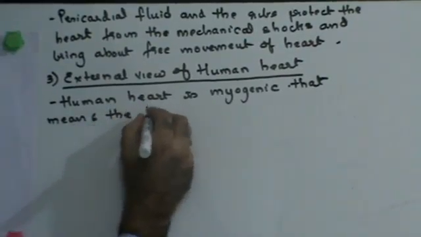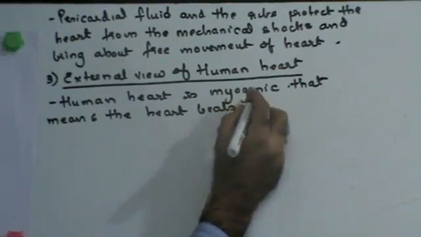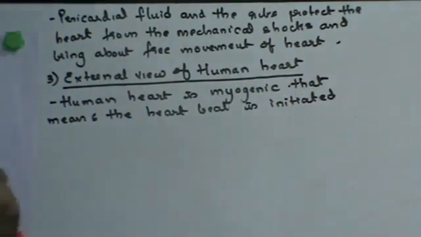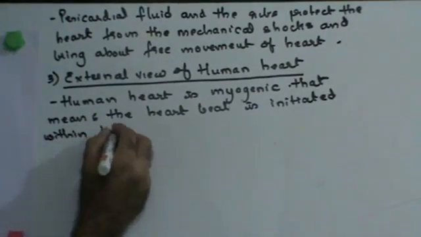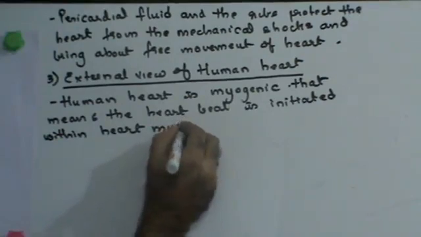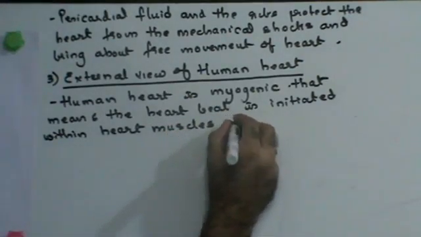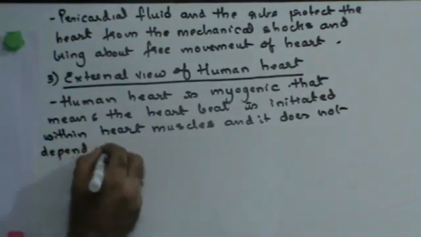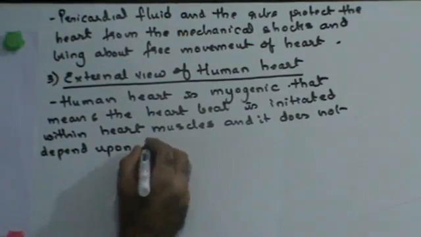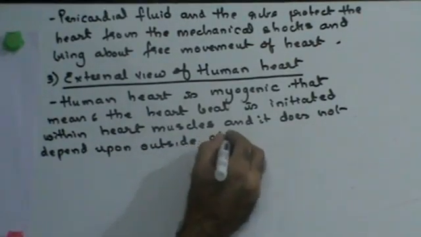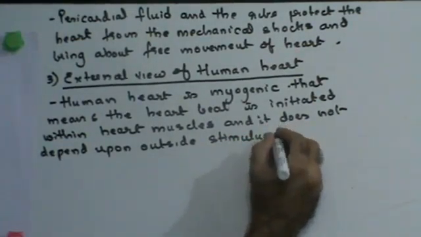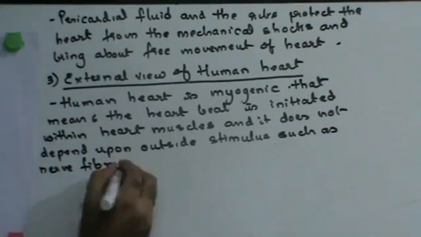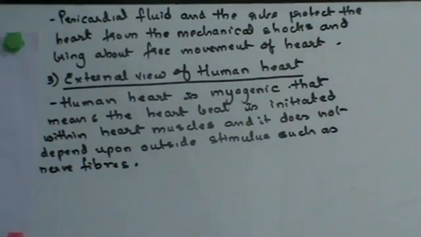the heartbeat is initiated within heart muscles and it does not depend upon outside stimulus such as nerve fibers. Right? The heart has its own rhythm to contract and relax.